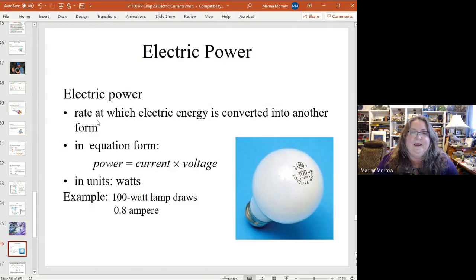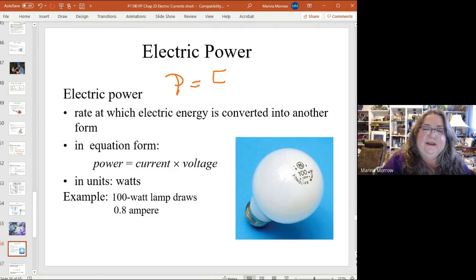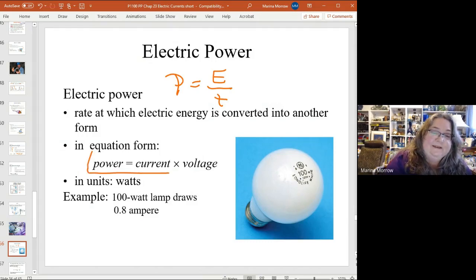Power is work divided by time, or the rate at which we do work, or energy divided by time. Because when we're doing a light bulb, it doesn't look like we're doing much work, but we are using energy. So it's the rate at which electrical energy is converted into another form. And so power is energy or work divided by time. Now, for electrical devices, power is equal to current times voltage.